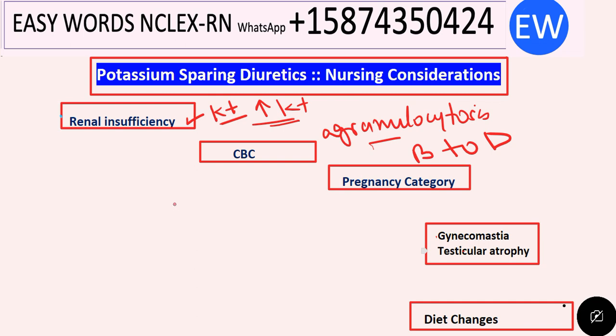Gynecomastia and testicular atrophy. These drugs, potassium sparing diuretics, cause breast enlargement and testicular atrophy. So we need to be watching the clients for that. Diet changes. Instruct the client to avoid foods that are high in potassium, such as sweet potatoes, bananas, and kidney beans.